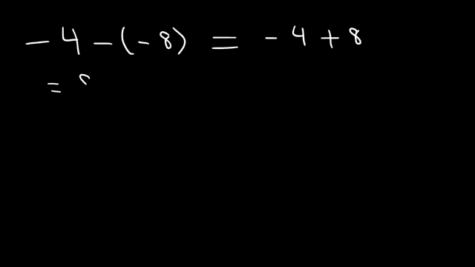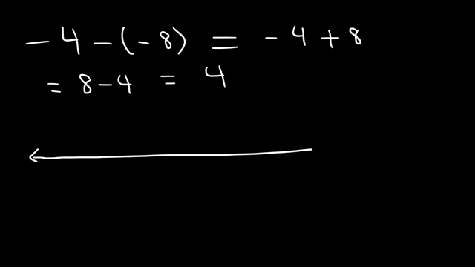Now, what would you do if you see a problem with three negative signs? Go ahead and try that. The first thing I would do is convert these two negative signs, which are right next to each other, into a positive sign. So negative 4 minus negative 8 is equal to negative 4 plus 8, which is the same as 8 minus 4, which turns out to be 4.